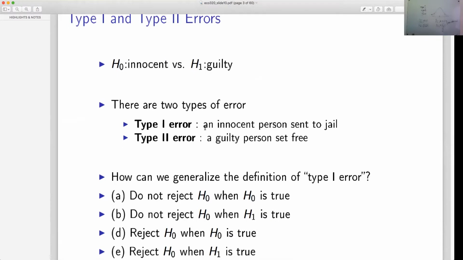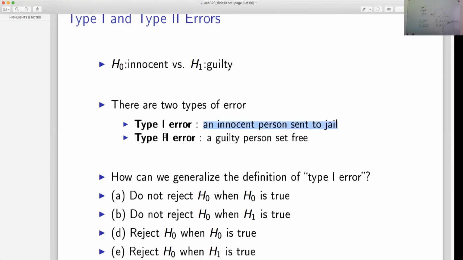Type 1, for example, is an innocent person sent to jail, or rejecting a true null hypothesis. Basically, we shouldn't reject, but we actually reject the null hypothesis. So that is one type of error.